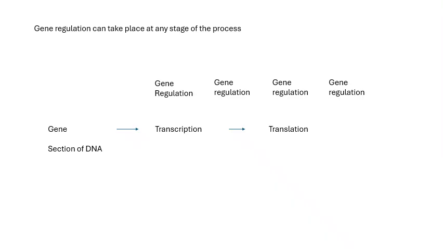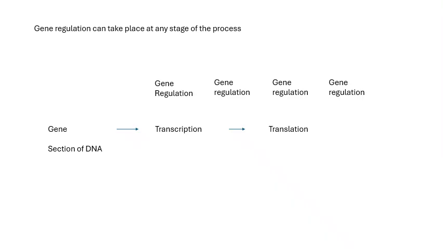Now, gene regulation can actually take place at lots of different stages. Do you remember transcription? That's where the bits of the DNA are copied. And then do you remember translation, which is when the ribosomes actually make the protein? So you start with your gene, which is a section of DNA, and then it may or may not be transcribed. And there's clever ways for turning on transcription or not.